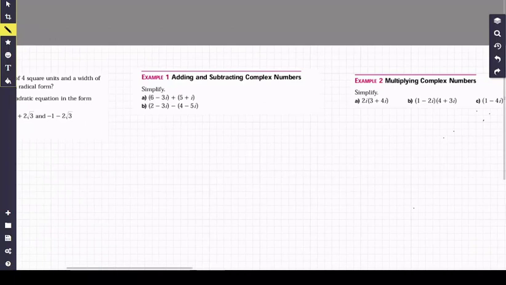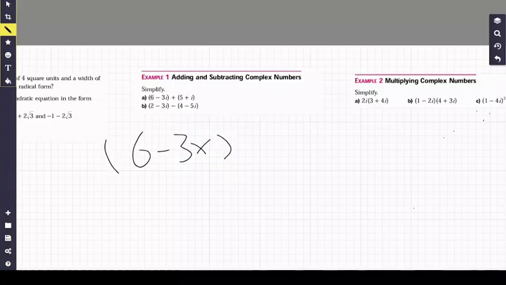So let's talk about today's class. It's adding, and we're going to deal with complex numbers. So first of all, before we start, I want to give you an example. If you have 6 minus 3x plus 5 plus x, what are you going to do? You're going to collect the like terms, right? So 11, and then negative 3x plus x is going to be negative 2x. So that would be your answer.